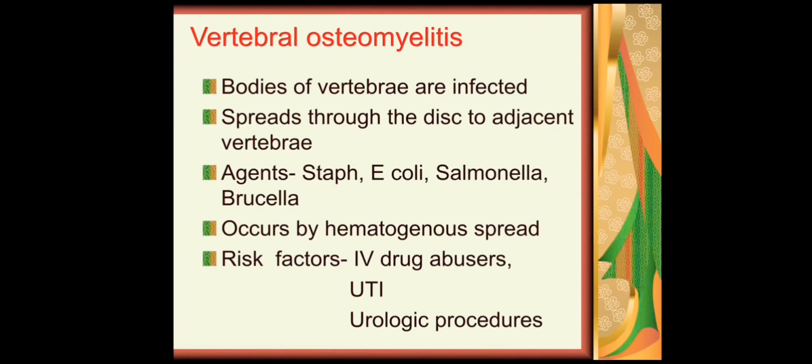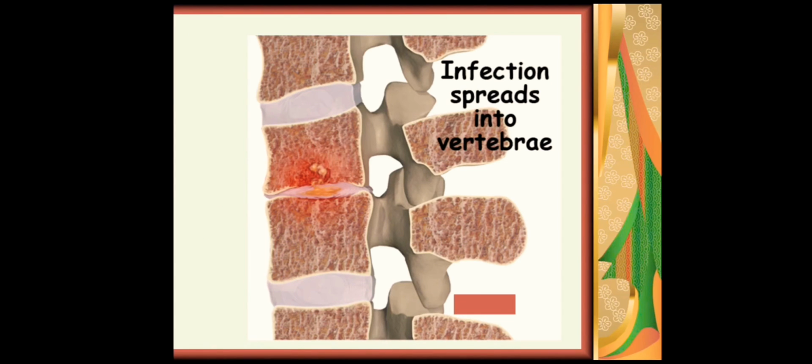Vertebral osteomyelitis: if the focus is in the vertebrae and it affects the intervertebral discs, plates and the bodies, then it's called vertebral osteomyelitis. It spreads through the disc to adjacent vertebrae as well. Mostly it is caused by Staphylococcus aureus, E. coli, Salmonella, Brucella. This occurs by hematogenous spread mostly, and the risk factors are IV drug abuse, urinary tract infection, and urological procedures, all of which are near the trunk of the vertebrae.